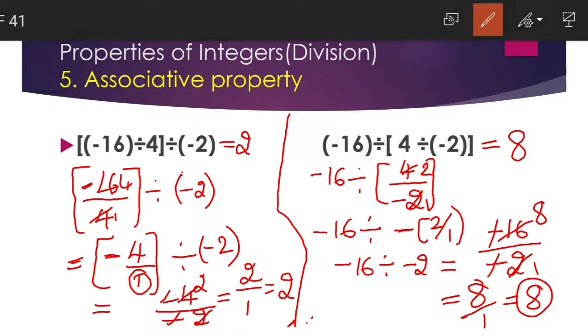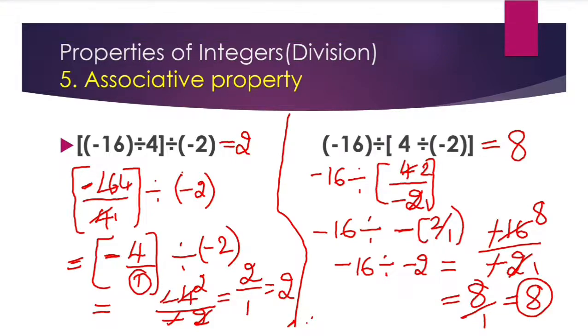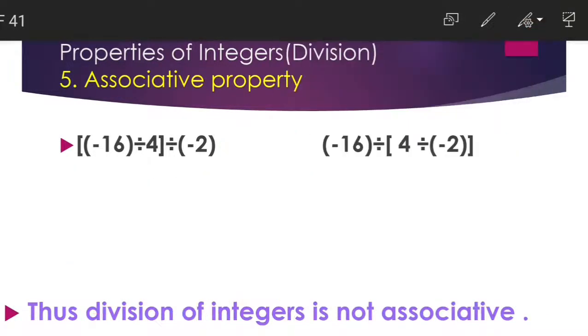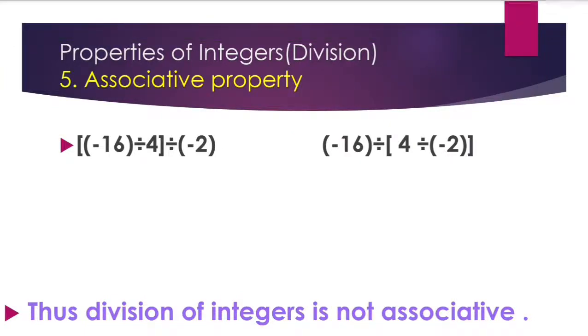Here the result is 2. So both are not the same. So clearly we can say that both are not same. So the associative property is not satisfied here. Thus, division of integers is not associative.